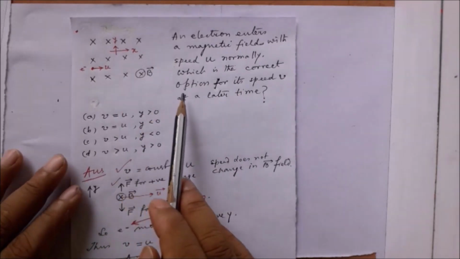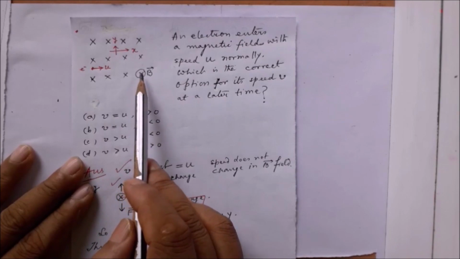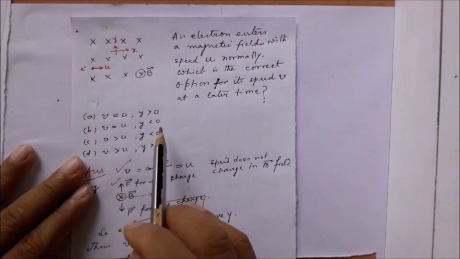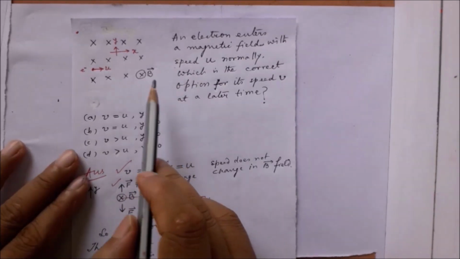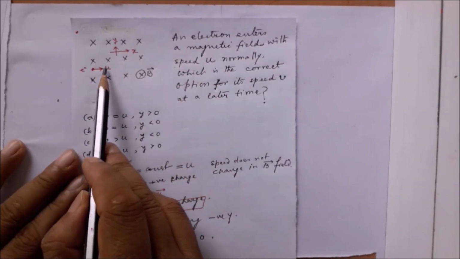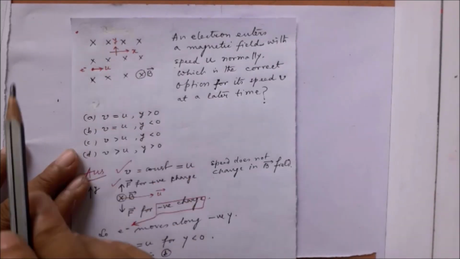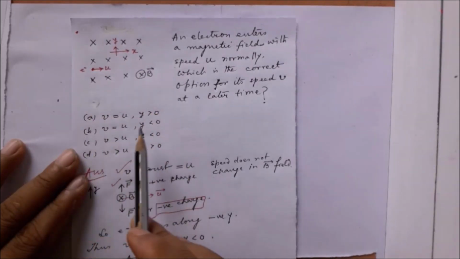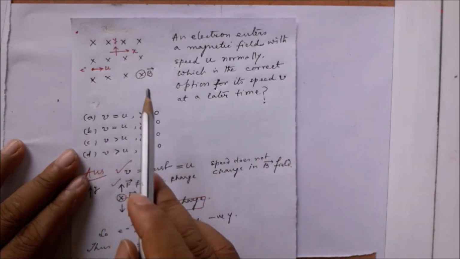The next problem, this is a region where there is a magnetic induction and this B points into the paper, so it points down into the paper. An electron enters into it, so we use the initial velocity, this is x, this is y, and certain options are given. We have to choose among these the correct option. Here v is the speed at a later time.